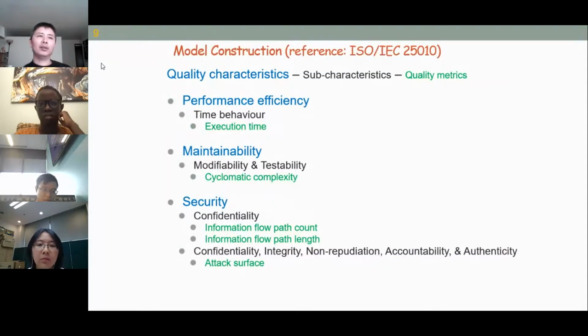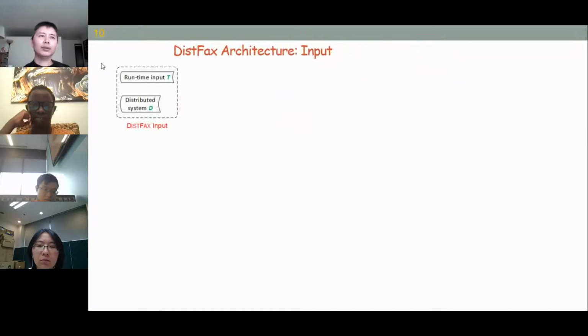This fact also uses 5 quality metrics: execution time, cyclomatic complexity, information flow path count, information flow path length, and attack surface for different quality characteristics and their relevant sub-characteristics. This fact takes 2 inputs, including distributed system D and its runtime input T.